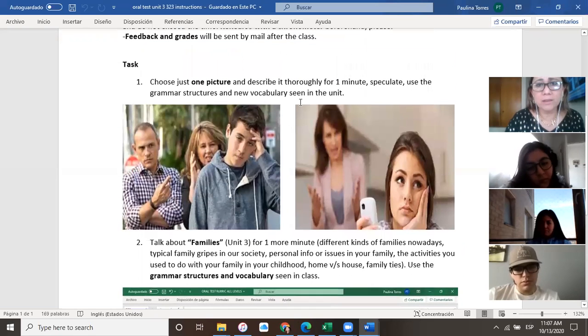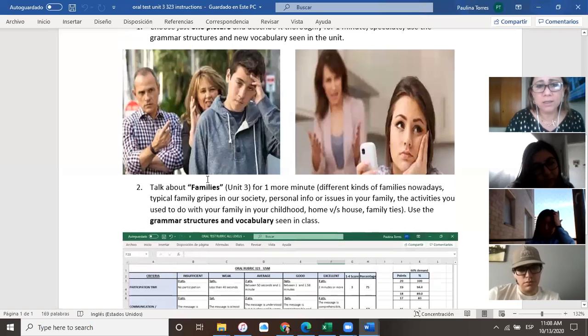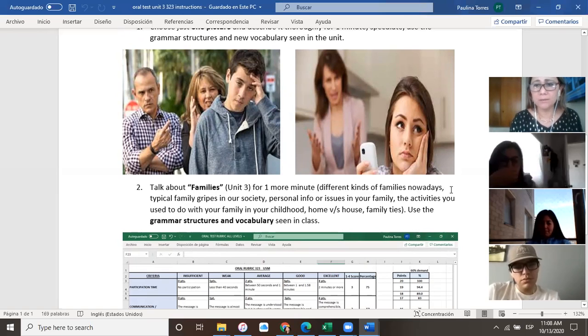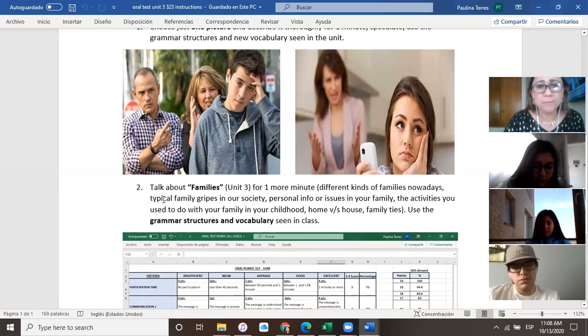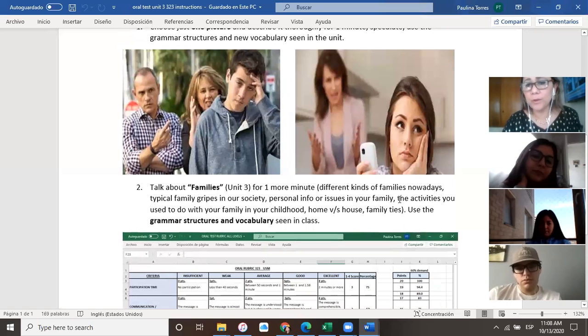Y después de describir por 1 minuto una de estas 2 fotos, tienen que hablar en general de la familia por 1 minuto. Y ahí yo les di algunas ideas. ¿Qué pueden hablar? Different kinds of families nowadays. Vimos las blended, las extended families, el single parent. Typical family gripes in our society, the complaints. Personal information or issues in your family. También pueden empezar a hablar de su familia, de su vivencia.